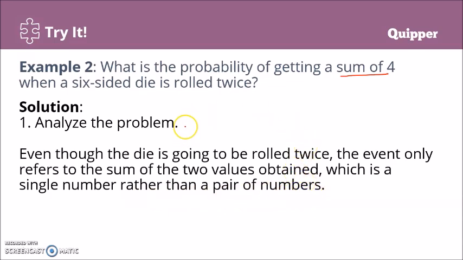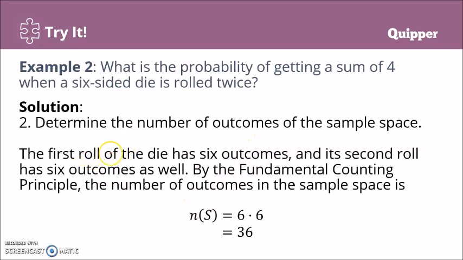Halimbawa sa first roll ng die mo, nakakuha ka ng 1. Sa second roll ng die, nakakuha ka ng 3. So, that's counted as 1 already because 1 plus 3 is 4. So, let's determine the number of outcomes of the sample space.